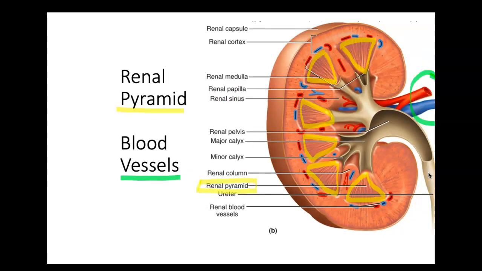Okay, next one. Renal pyramid. Renal pyramid is the entire triangle with its papilla, right? So these are the renal pyramids, and they're sort of little individual filtration factories, really, of the kidney. And then the blood vessels, the artery and vein, coming into the kidney and exiting the kidney.